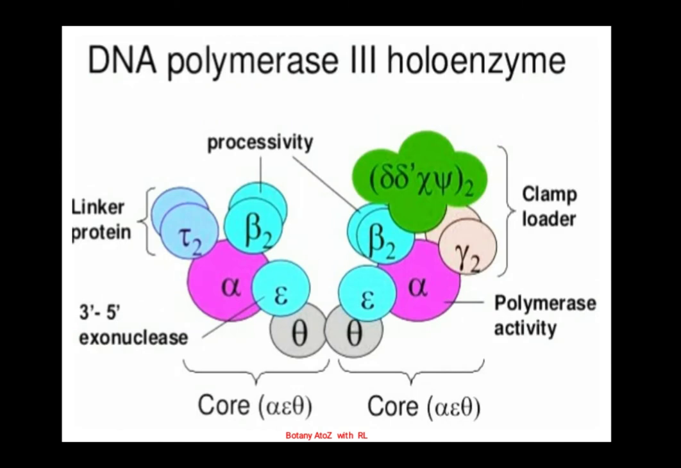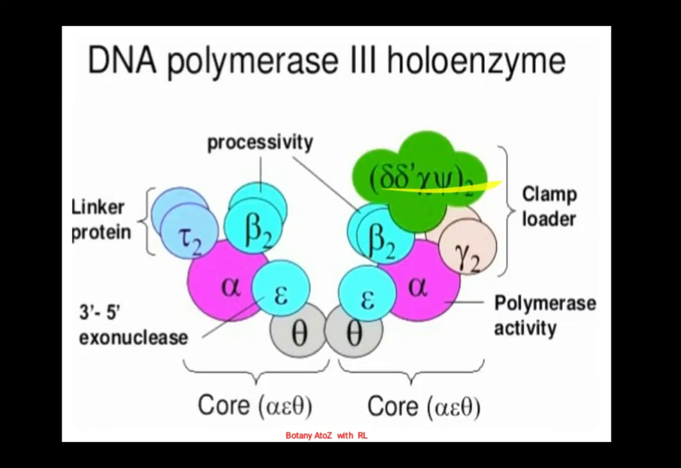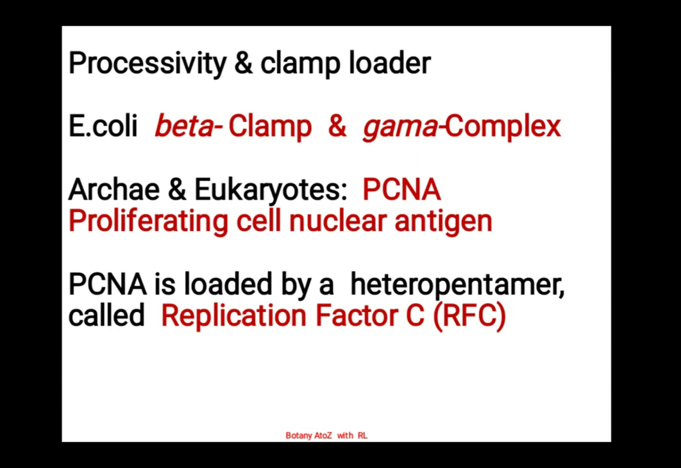And this beta clamp is loaded on the parent strand by the gamma complex. So the processivity factor in E. coli is the beta clamp, and the clamp loader is the gamma complex. As you can see here, this gamma complex loads the beta clamp of both the components on the parent strands. In comparison to this, archaebacteria and eukaryotes, not only eukaryotes but even archaebacteria, have a different processivity factor called PCNA, proliferating cell nuclear antigen. And this processivity factor PCNA is loaded on the parent strands by replication factor C. So here the clamp loader is replication factor C.